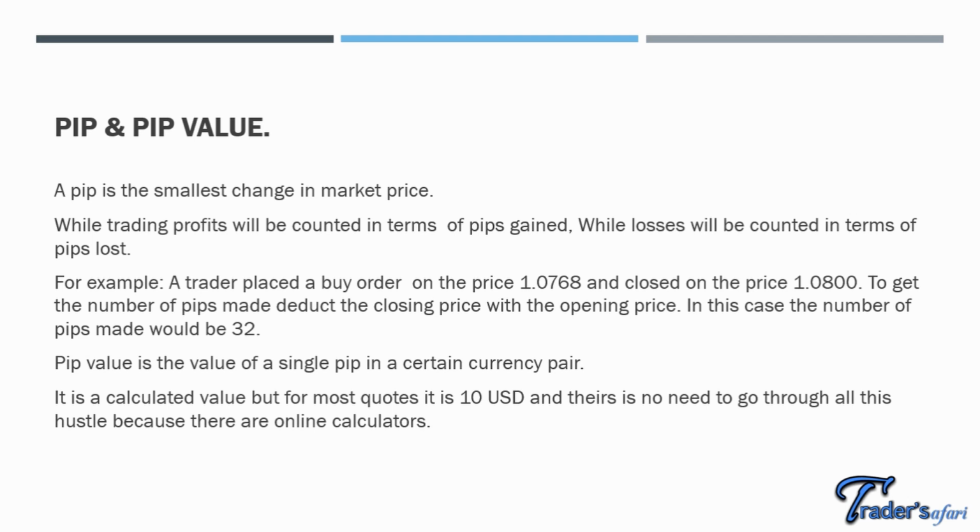Okay, now we know what a pip is. It's time to understand the pip value. A pip value is the value of a single pip in a certain currency pair. Each pip has its value in real money, in real cash. So it depends on the currency pair, but the good news is that it is a calculated value. For most quotes, it's $10, and there's no need to go through all this hassle because there are plenty of online calculators you can use for free. You can download the applications and use them for free. That's what I personally do, because when something is there for free, you grab it and use it.